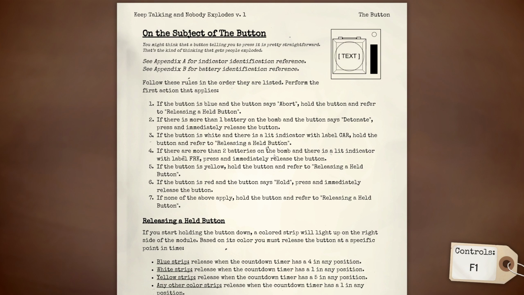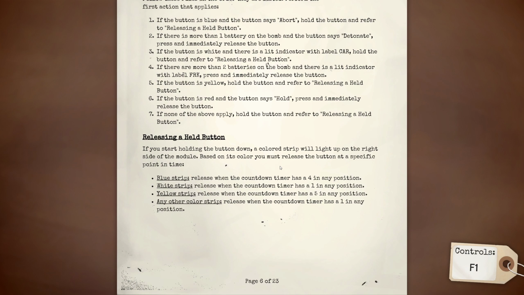God, this sucks. Okay, we're good. Now we gotta press. What color is the press? White. So another button that's white. Is there a lit indicator on that one that says C-A-R? No. Alright. Well, in that case, press it again. What color is the strip? I meant hold it. Oh, shit. Red. Any other color... Release it when there's a 1 in it.